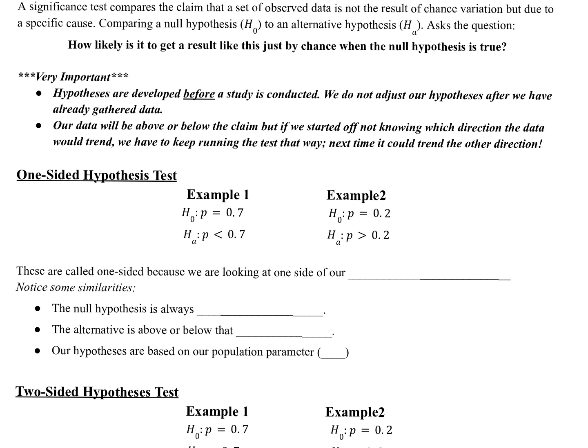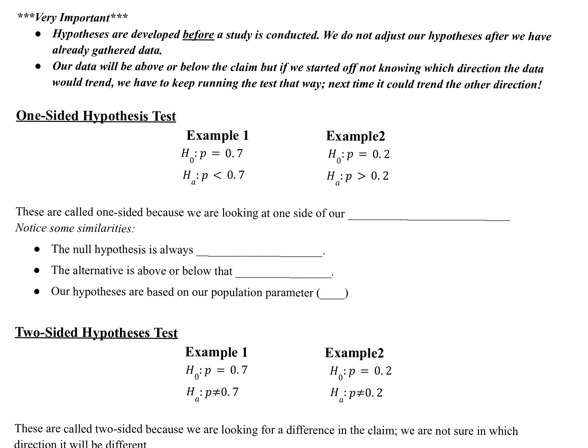So there are two different types of hypothesis tests. The first one is a one-sided hypothesis test, and there are two different ways you can do a one-sided hypothesis test. The one is that your null hypothesis would be equal to whatever proportion you state, and the alternative would be that it tends in a specific direction, either less than or greater than that initial amount. So because we are looking in one direction, they're called one-sided. They are one-sided because we are looking at one side of our null hypothesis.